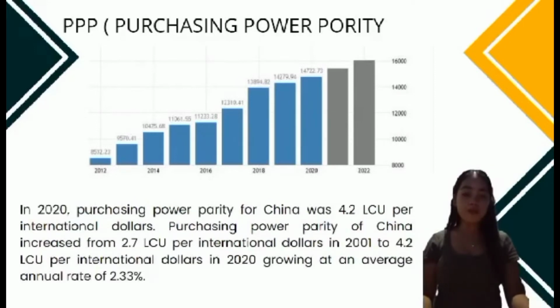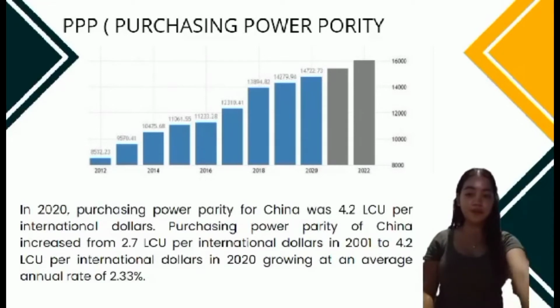2020. And also PPP, or Purchasing Power Parity. In 2020, China's purchasing power parity was 4.2 LCU per international dollar. China's purchasing power parity increased at an annual rate of 2.33% from 2.7 LCU per international dollar in 2001 to 4.2 LCU per international dollar in 2020.